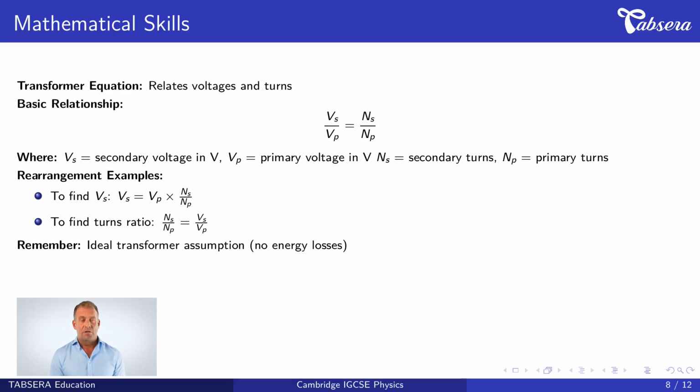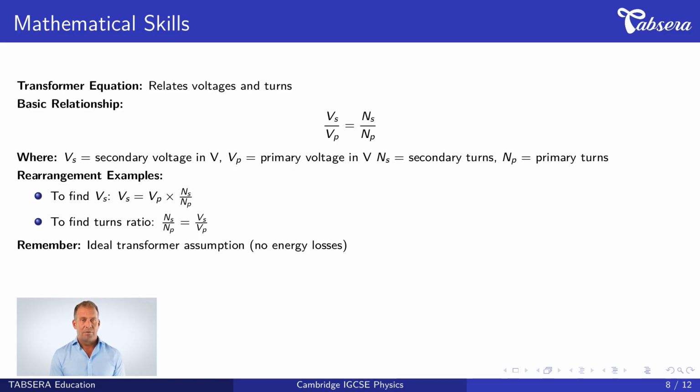Mathematical skills are crucial in transformer analysis. The transformer equation relates voltages and number of turns in each coil. The basic relationship is secondary voltage divided by primary voltage equals secondary turns divided by primary turns, where Vs represents secondary voltage measured in volts, Vp represents primary voltage in volts, Ns represents number of turns in secondary coil, and Np represents number of turns in primary coil.